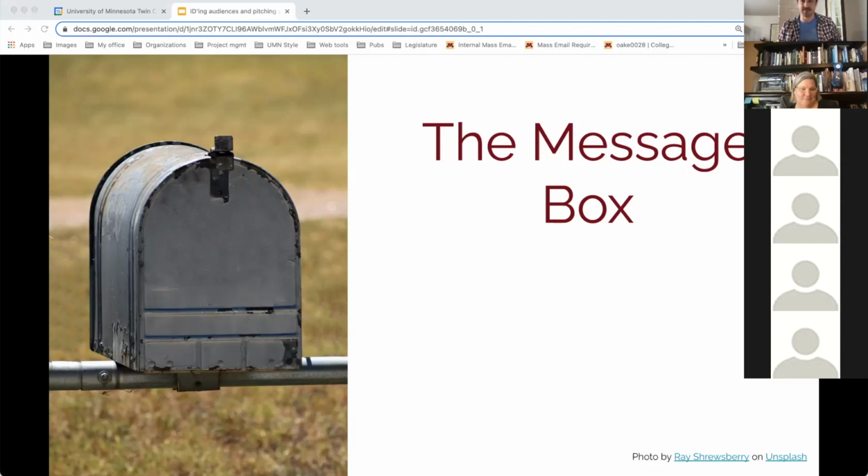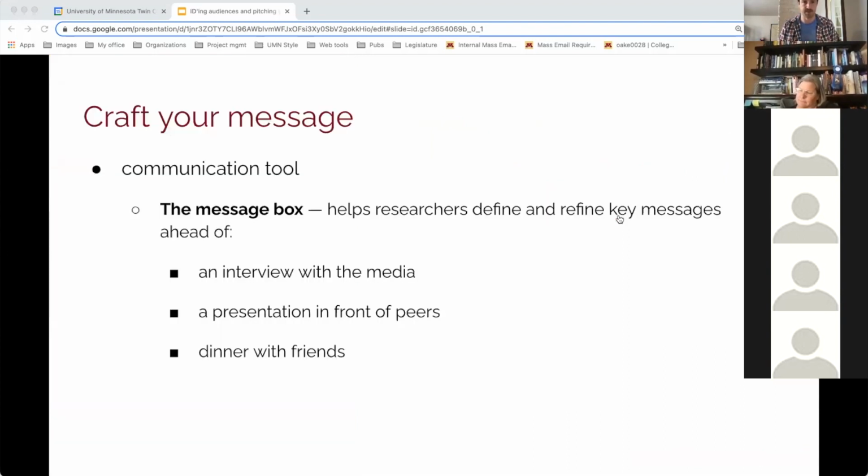It's worth noting that much like identifying audiences, because Molly's right, it shouldn't take that much time, but it's going to be something that kind of morphs over time. It's not a small task, and creating your message isn't a small task either, but it is really important to effectively communicate science. So for message crafting, this is another helpful tool, the message box.